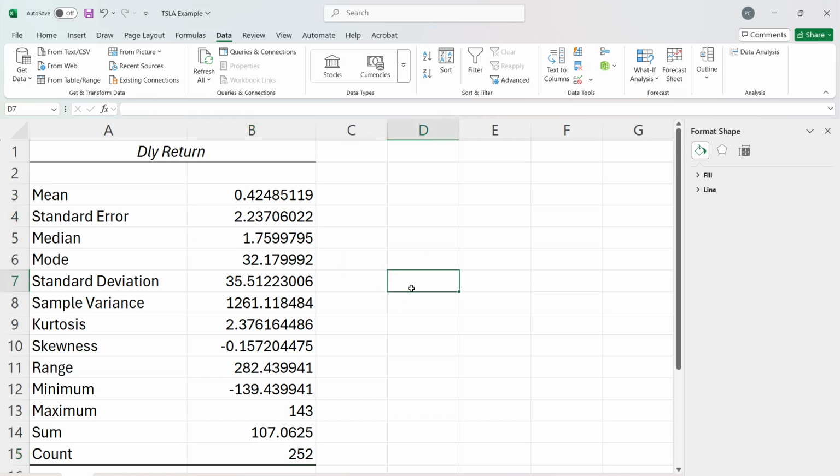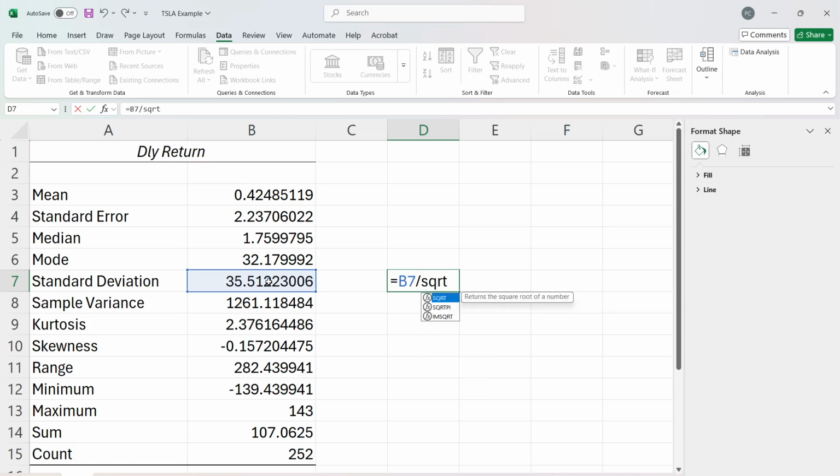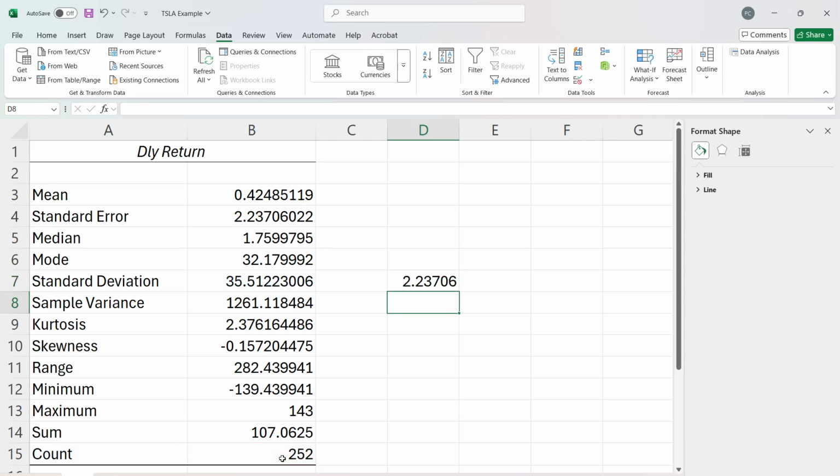So I'll pop right over here and say equals standard deviation divided by square root, SQRT, parentheses, 252, and hope for the best. And if it's any different, then there's a degrees of freedom correction. What do I get? Beautiful. 2.23706, that's exactly this number we see up there. Sure enough, the standard error is the standard deviation divided by the square root of n. More on that in the near future.